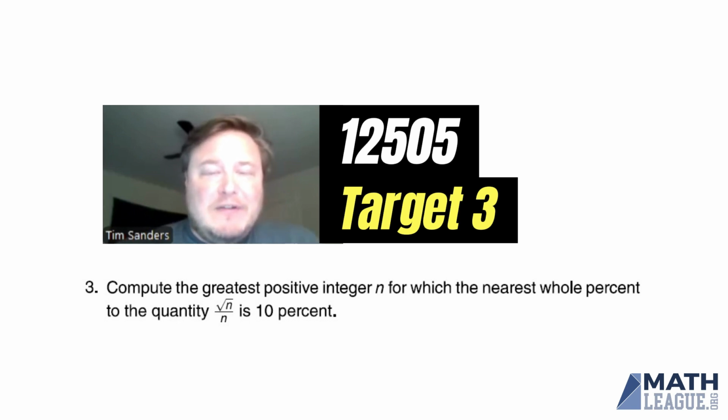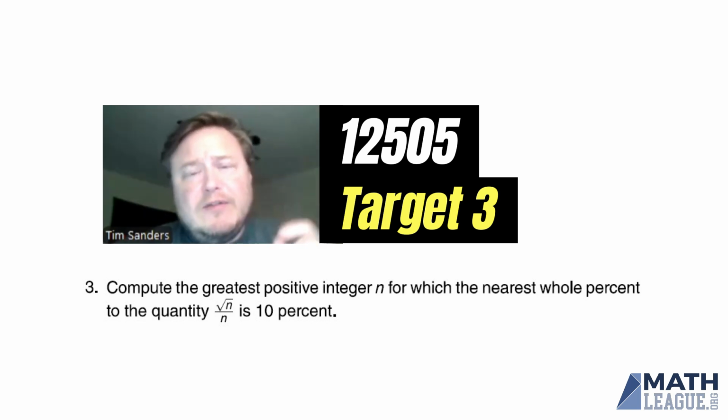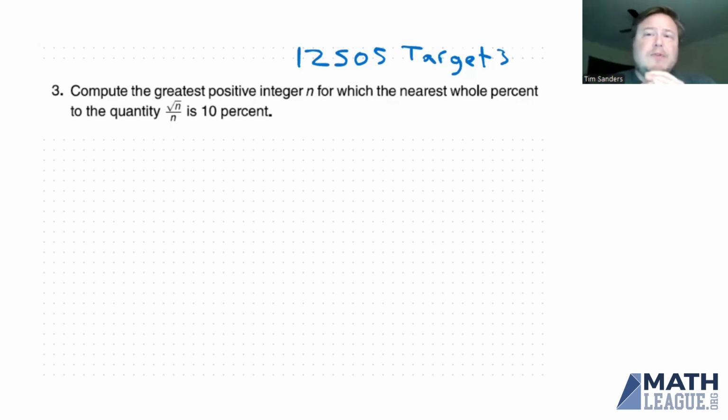So we want the greatest positive integer n for which the nearest whole percent of root n over n is 10%. All right, so here's the thing. If the nearest percent is going to be 10%, that means it's got to be closer to 10 than it is to 9. It's got to be closer to 10 than it is to 11. All right, so we've got an interval here that says that 9.5% is that cutoff point.